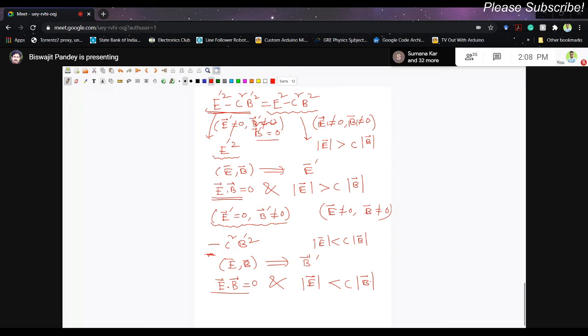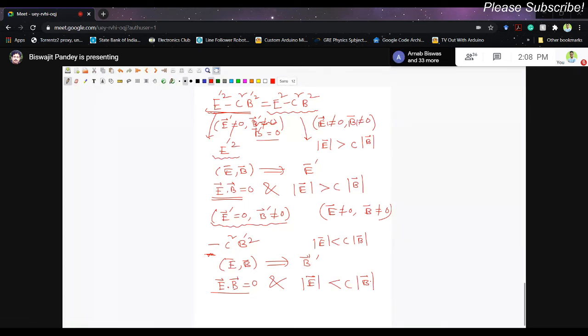What about transforming an electric field to a pure magnetic field? Suppose I have only electric field in one frame. Can this electric field appear like a magnetic field from another frame? This condition which I have discussed right now, we must have encountered before, because when a charged particle is at rest in some frame, we have only electric field. But in another frame which is moving with respect to that, the charged particle is moving, so we must have both electric field and magnetic field.